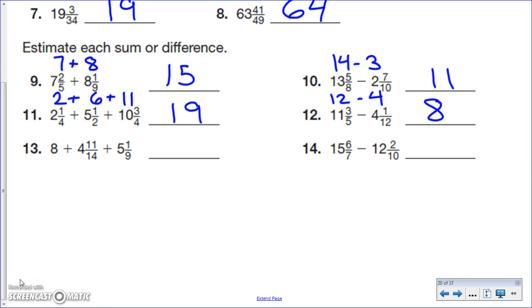For 13, we have 8 plus 4 and 11/14 plus 5 and 1/9. We're going to keep 8 as it is since it's already a whole number. 4 and 11/14 is going to round up to 5. And 5 and 1/9 is going to round down to 5. So now we get 8 plus 5, which is 13, plus 5 is 18.